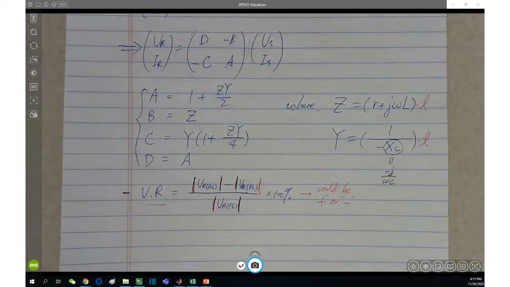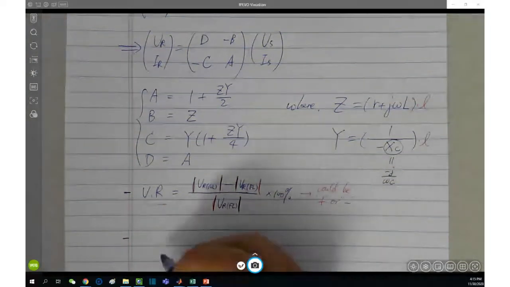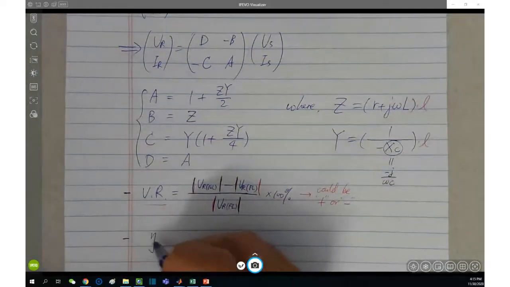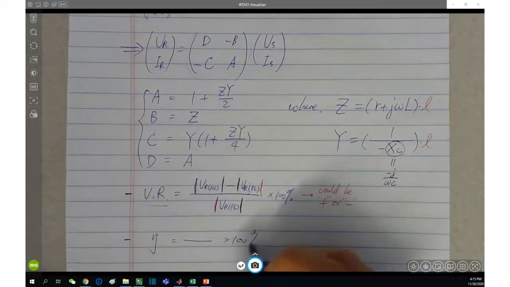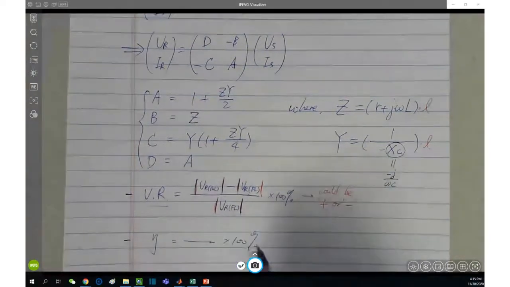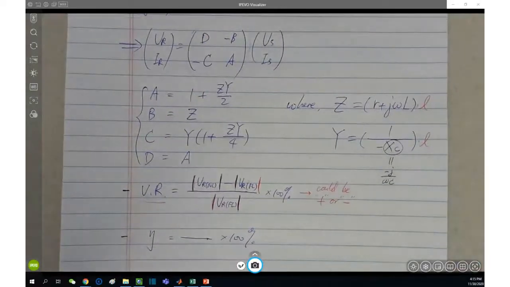And this is the voltage regulation. And the last one we need to take care of is the efficiency. Efficiency is the ratio between two powers. So who is the numerator and who is the denominator? This is also very important, very easy to make a mistake. But what is the numerator here?